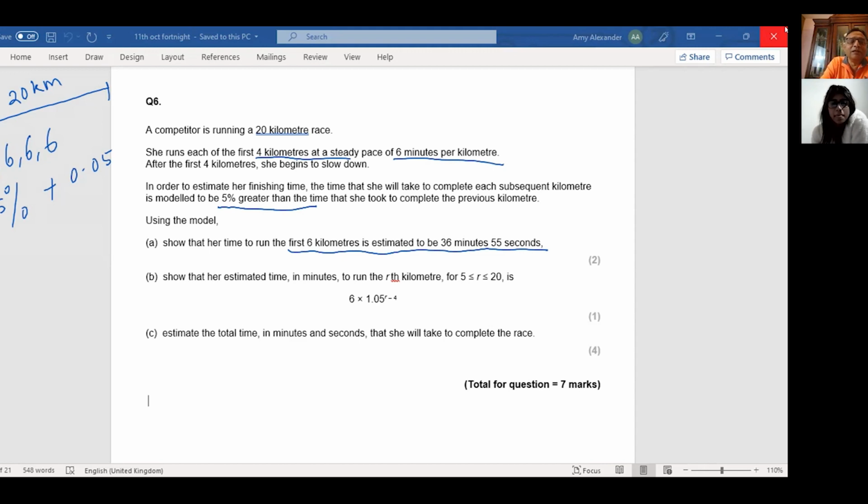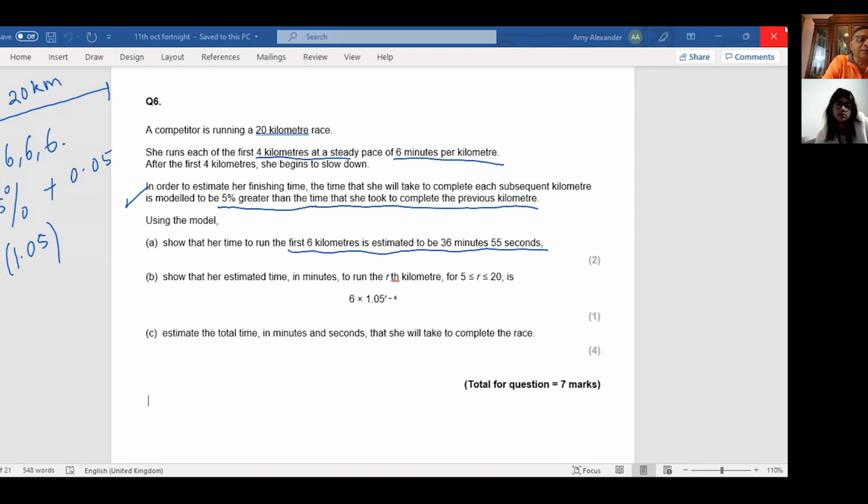That's the whole idea. Can you please read this statement once again, Emmy? Yeah. In order to estimate her finishing time, the time that she will take to complete each subsequent kilometer is modeled to be 5% greater than the time that she took to complete the previous kilometer. So this time, after 6, is 5% more than 6. Do you understand? Yeah. Which is basically 6 times 1.05, which is 1 plus 5%. Do you see that? Yeah. So that is your fifth time.